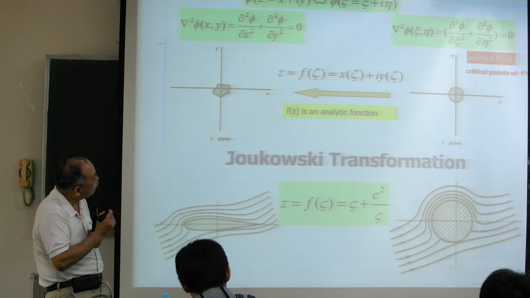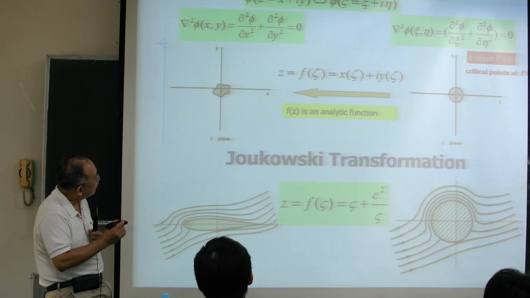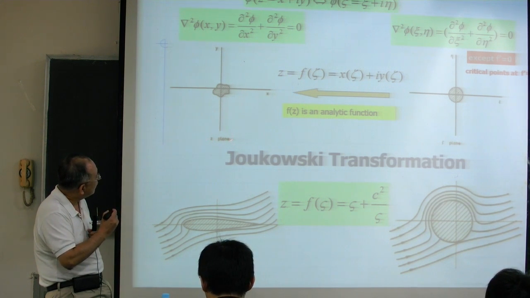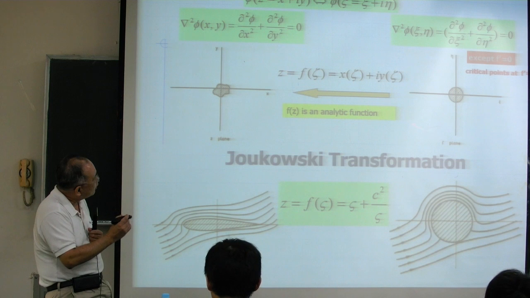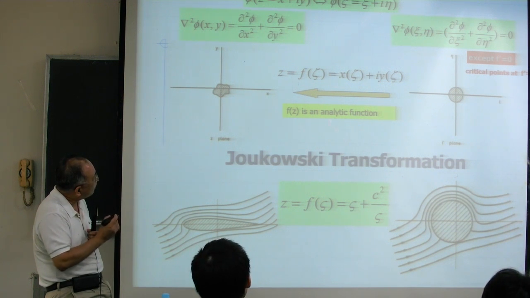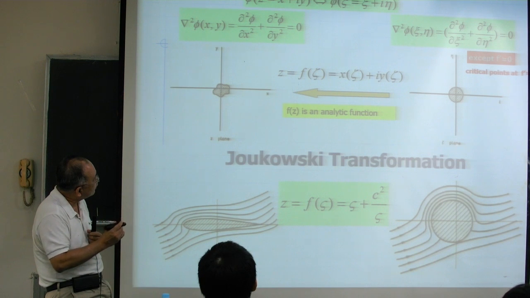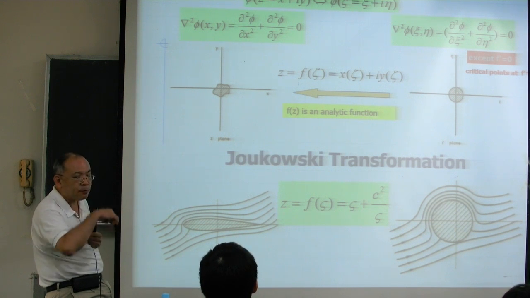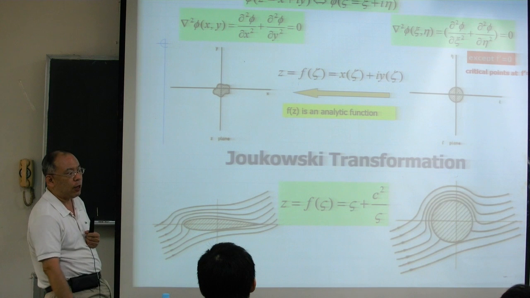We would like to use the so-called conformal transformation, going from the zeta plane to the Z plane, or vice versa. Z is our transformation function, our mapping function, and it is a function of zeta. Zeta is this plane, and usually zeta is a simple geometry. Then through this mapping function, we convert it to a more complicated geometry.